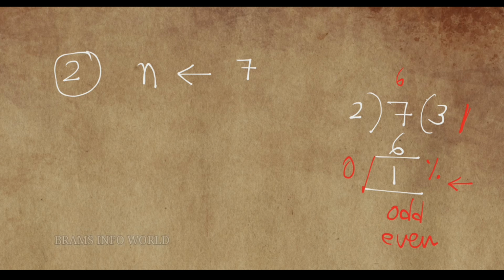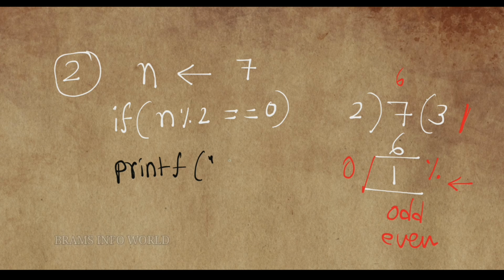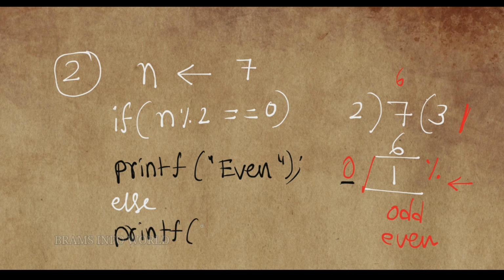Based on that, the condition is: if n mod 2 is double equal to 0, then we write printf in double quotations even, else, if the given condition is false, what we have to write is printf in double quotations odd. So you can take any number, and this kind of condition will be executed.